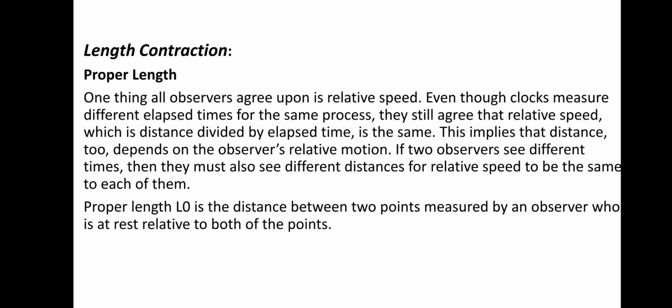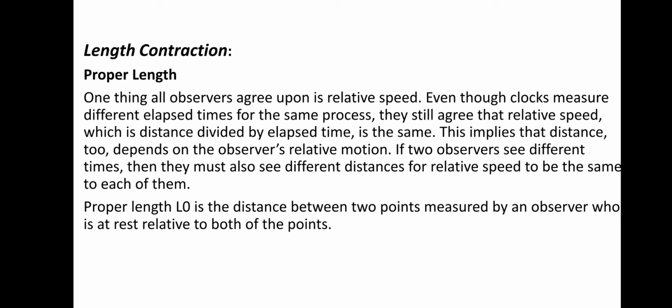Proper length. One thing all observers agree upon is relative speed. Even though clocks measure different elapsed time for the same process, they still agree that relative speed, which is distance divided by elapsed time, is the same. This implies that distance too depends on the observer's relative motion. If two observers see different times, then they must also see different distances for relative speed to be the same to each of them.